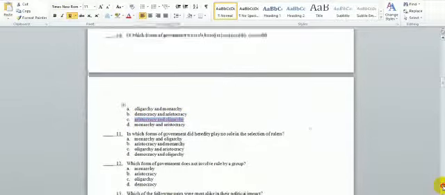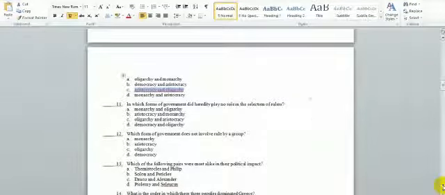Number 11. In which form of government did heredity play no role in the selection of rulers? Monarchy and oligarchy, aristocracy and monarchy, oligarchy and aristocracy, democracy and oligarchy. Of course, democracy and oligarchy. Because we know the idea of heredity is to have a son who is going to be a king later, and that's one form of the monarchy system or government.